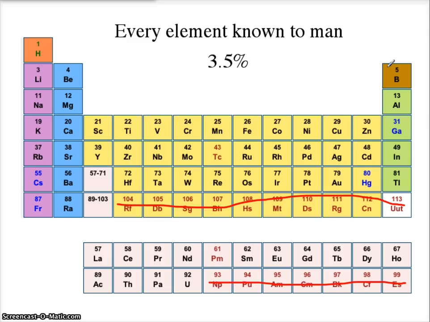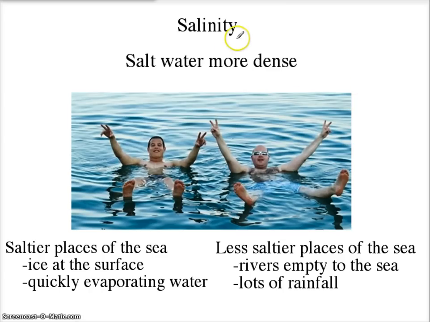For every 1,000 grams of sea water, you have about 35 grams of salt, which is 3.5%. Now, it's not going to be 3.5% every place in the ocean. We'll find out later which places are saltier and which places are not. How salty the water is, is called salinity. And the 3.5% is the average salinity of the ocean.